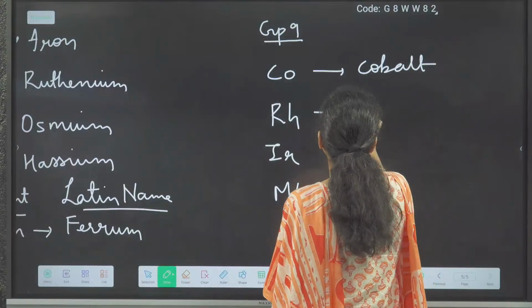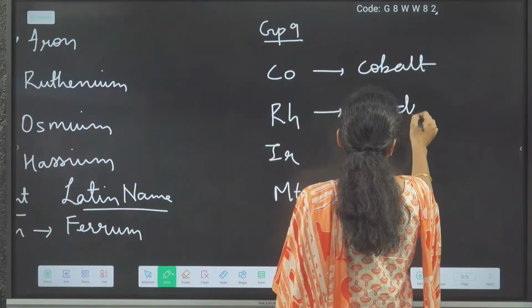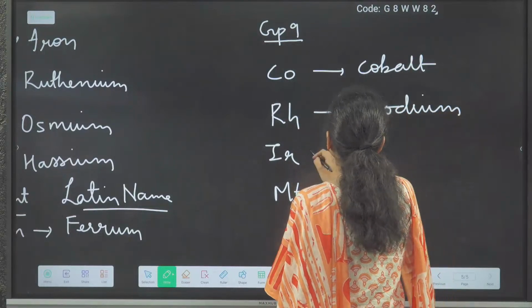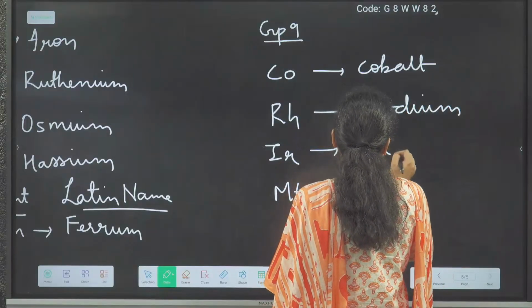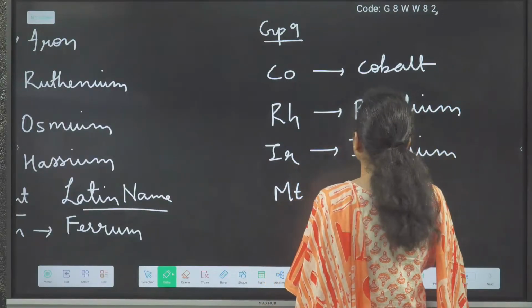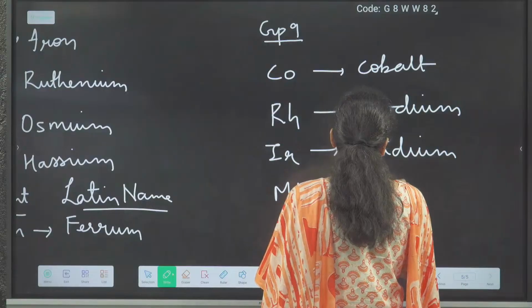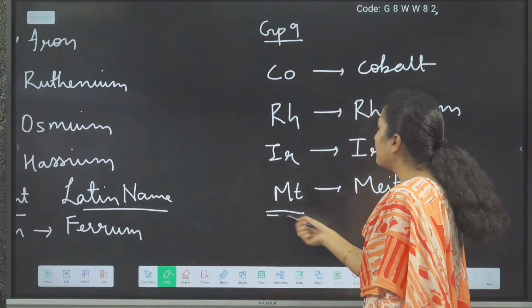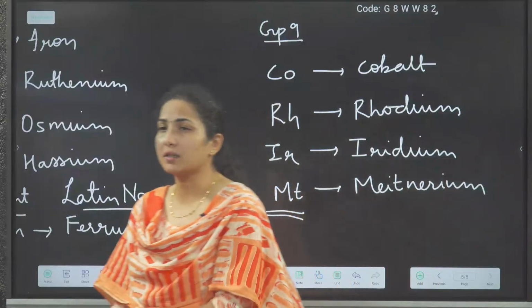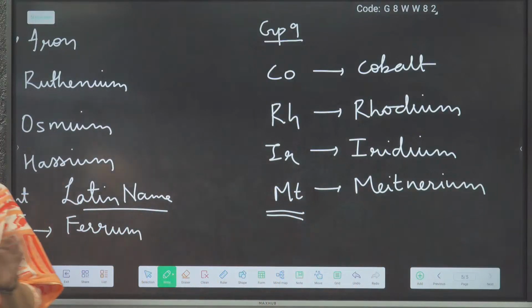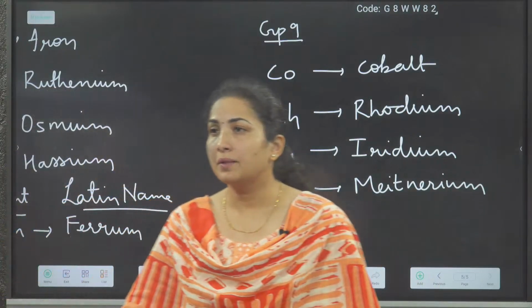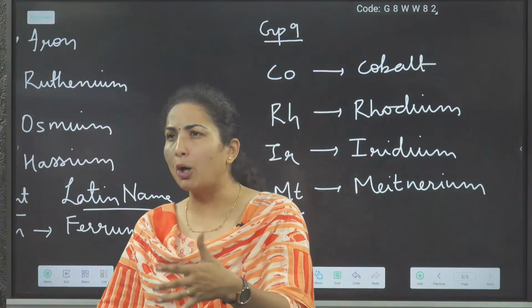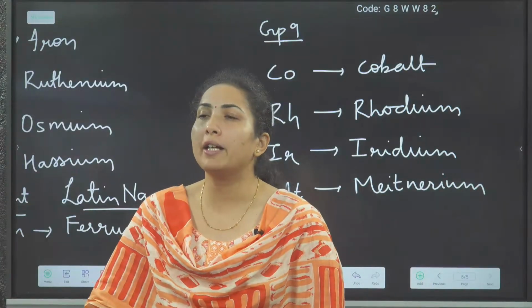Cobalt, rhodium, iridium. Then this one is meitnerium. And this meitnerium is based upon the name of a scientist, not on the name of a place. Meitnerium, rutherfordium, seaborgium, bohrium, they all are names of scientists.